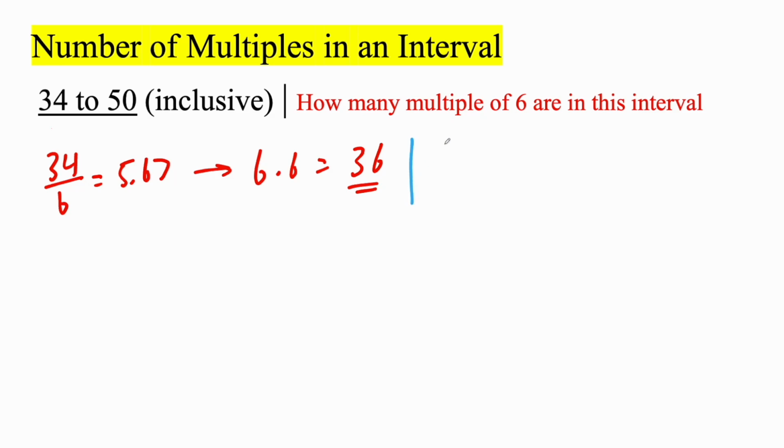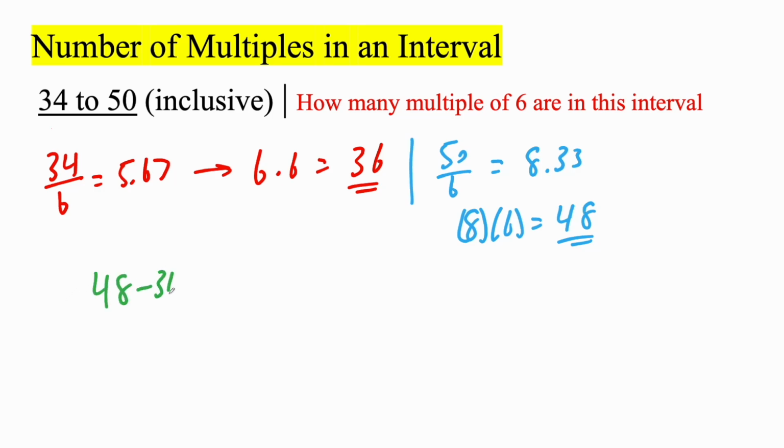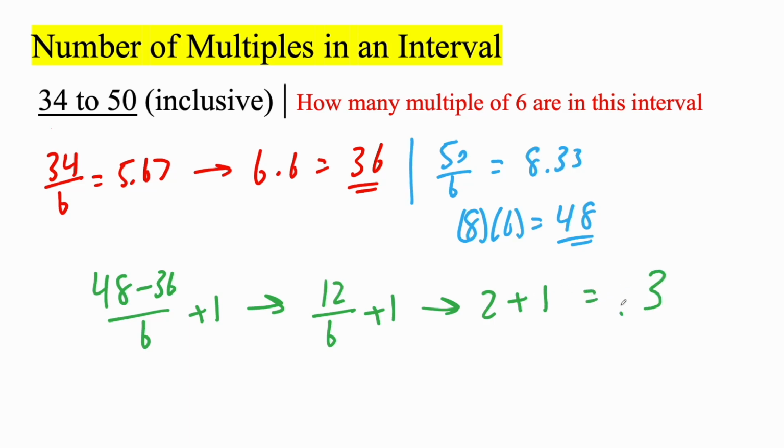And same idea for 50. I do 50 divided by 6 and I'm going to get 8.33. Now my last number, I actually choose 8. So 8 times 6 is going to give me 48. So my starting number is 36, my last number is 48. And so using the formula, 48 minus 36 divided by our multiple, which is 6, plus 1. 48 minus 36 is going to give us 12. 12 divided by 6 plus 1. 12 divided by 6 is 2. 2 plus 1 is 3. So there's only 3 numbers.